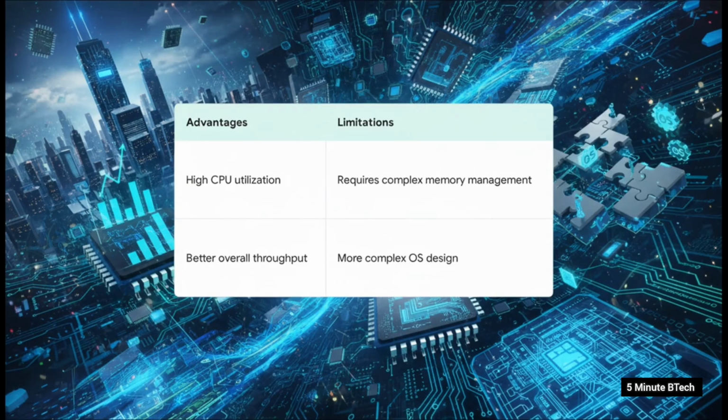The payoff here is huge. You get sky-high CPU utilization. But all of that juggling isn't easy. The OS itself has to become way more complex. Now it has to manage memory for all these different programs and constantly decide which one gets the CPU next. So, all that efficiency comes at the cost of complexity.